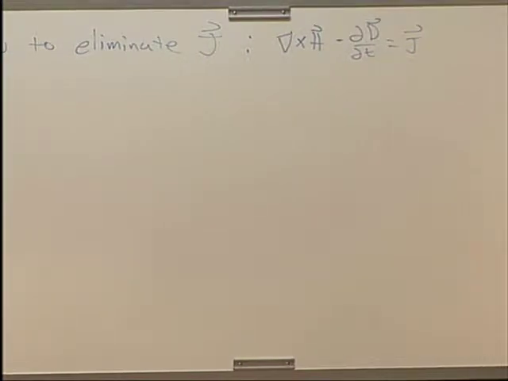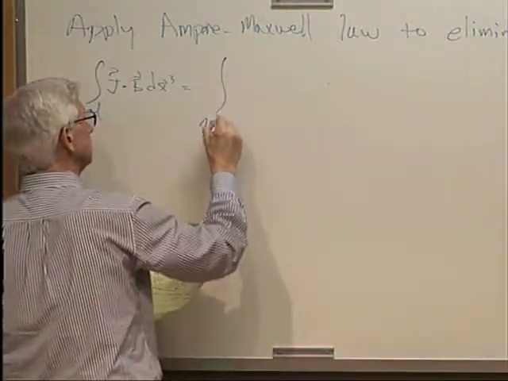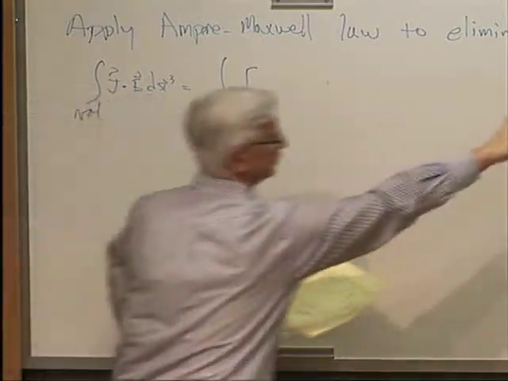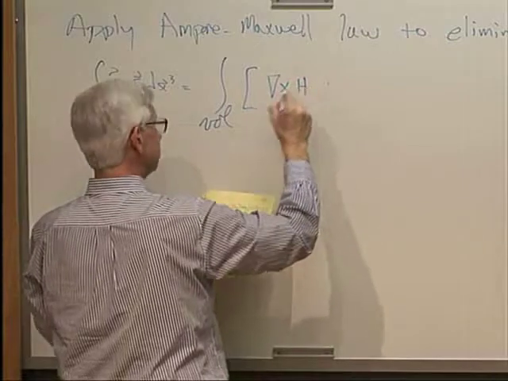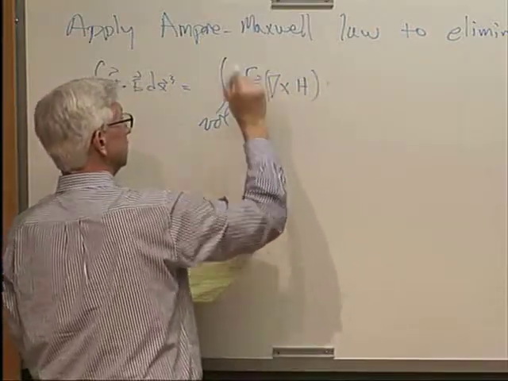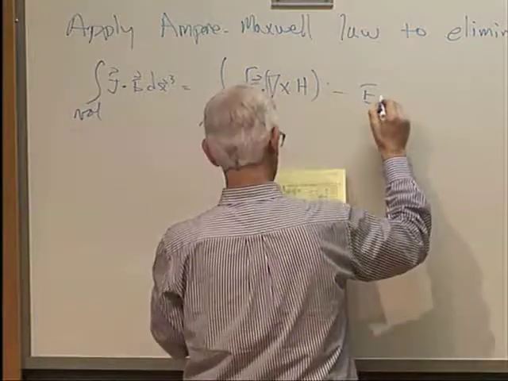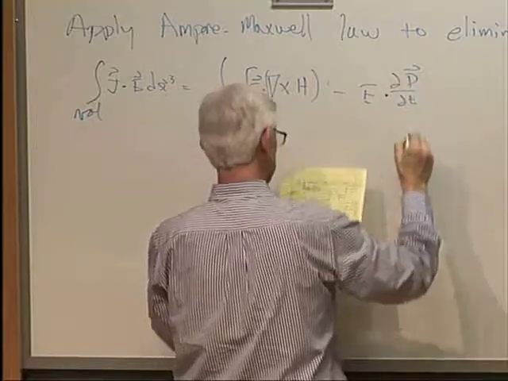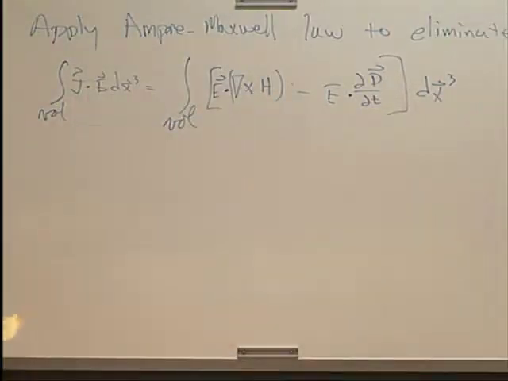So the integral over the volume of J dot E dx cubed is the integral over the volume of J dot E, so this dot E, so del cross H, and we'll put the E on this side just because it's convenient for me, minus E dot the derivative of the displacement current with respect to time, partial there. And then dx cubed. Nothing but substitution so far.